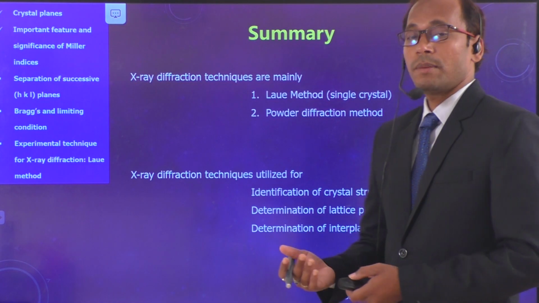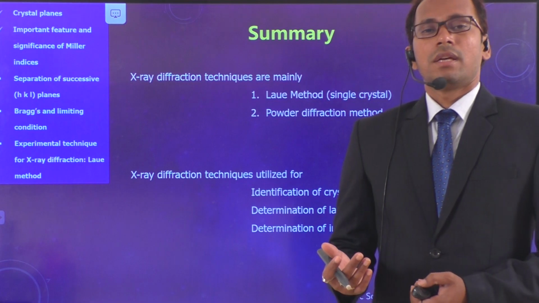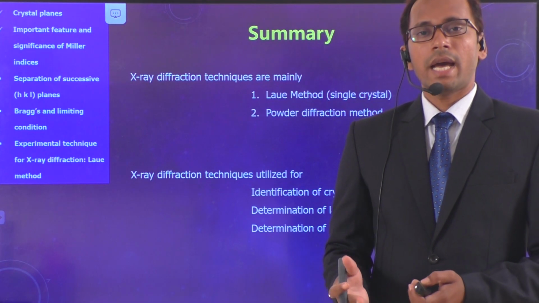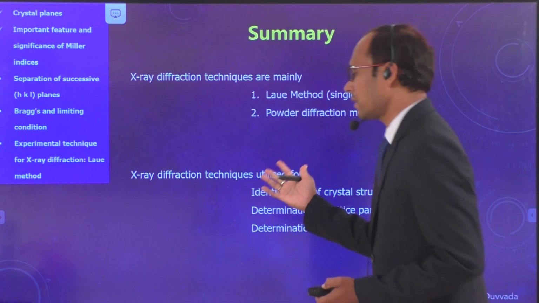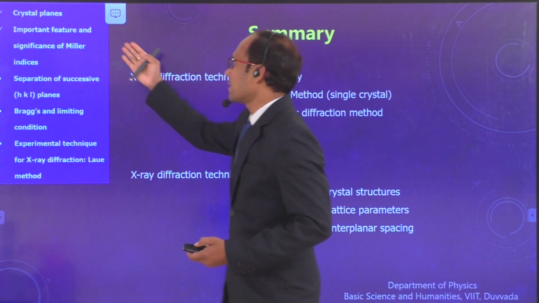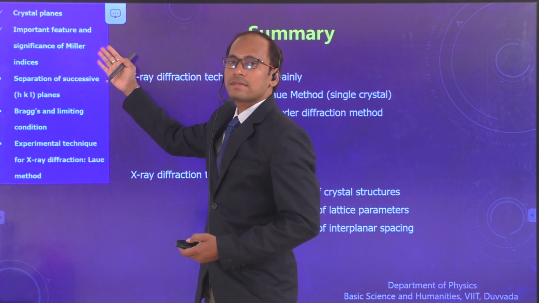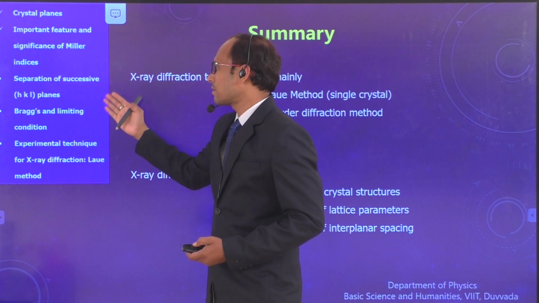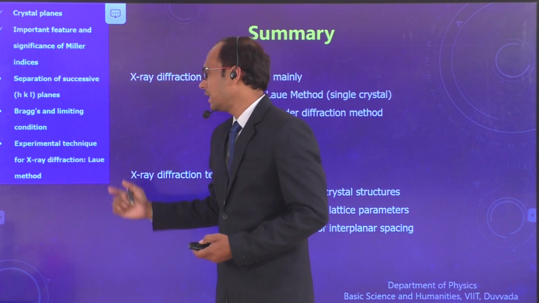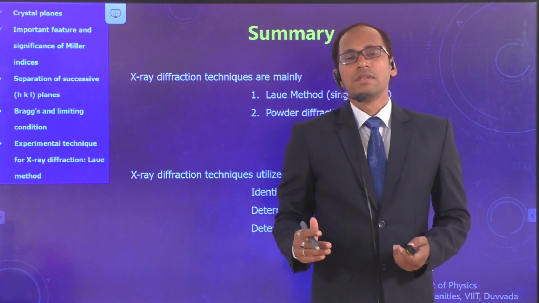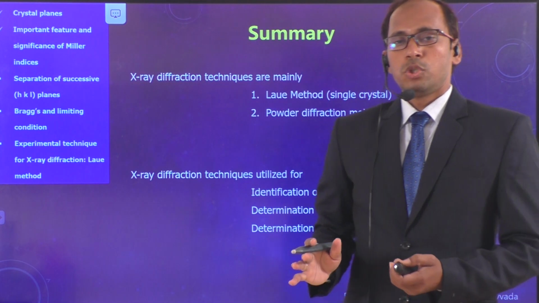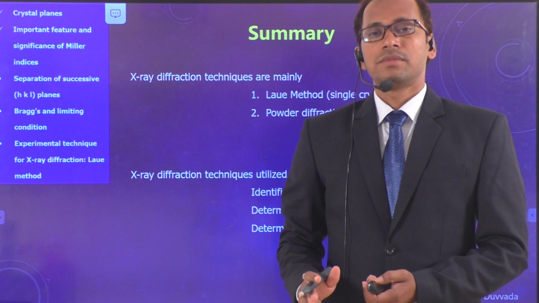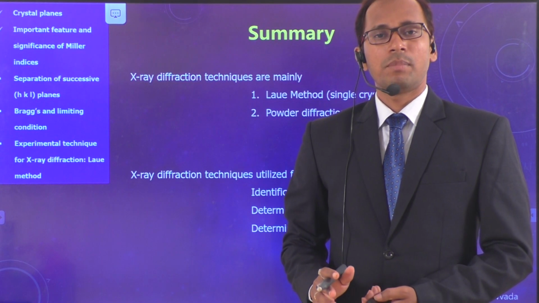Okay, so this is about the Laue method. This is the end of the topic of this unit. Crystal planes we have discussed, Miller indices we discussed, interplanar spacing we discussed, Bragg's law we discussed, and finally the Laue method is discussed. So unit 2 of this course is completed.